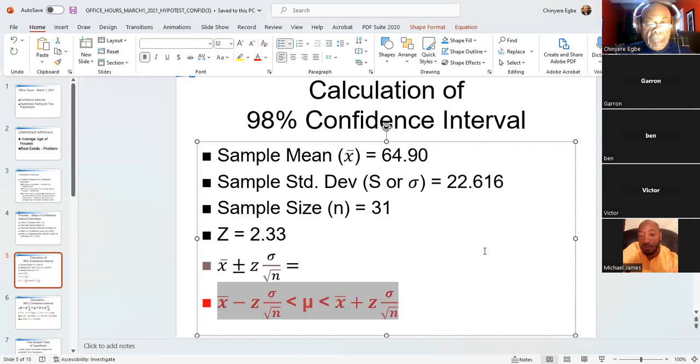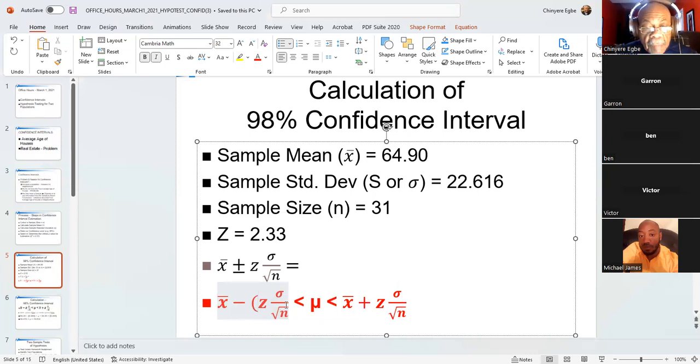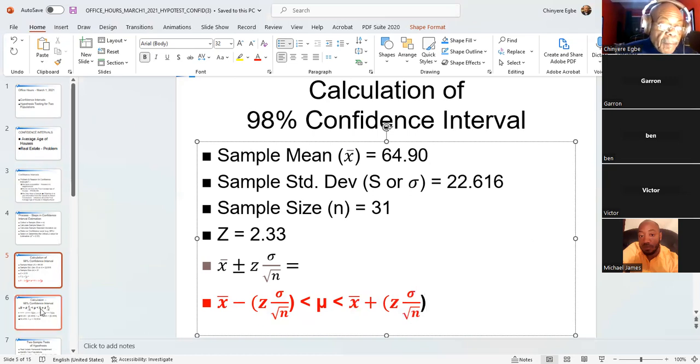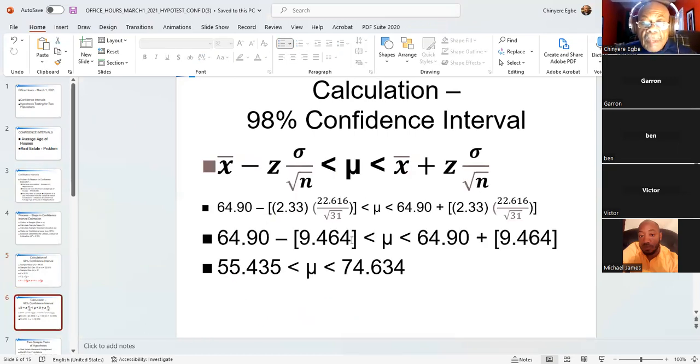Which is the sample mean minus Z times sigma over root n. And let me make that clear because a few students did not exactly know that you have to calculate this inside part first, and then you subtract it from the sample mean. So let's do the same here. All right. So once you have that formula set up, this is the calculation.